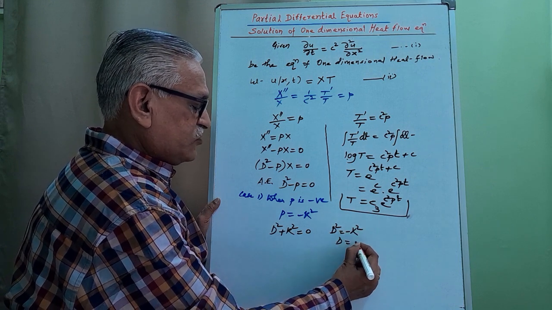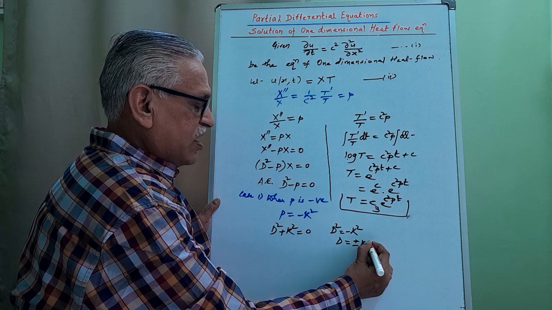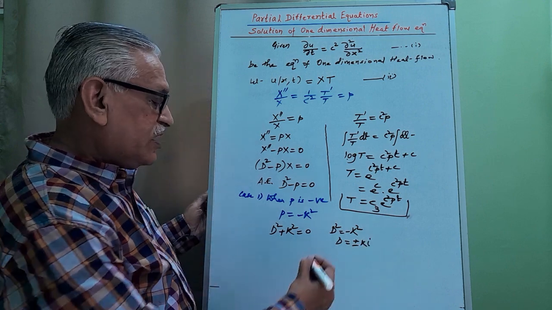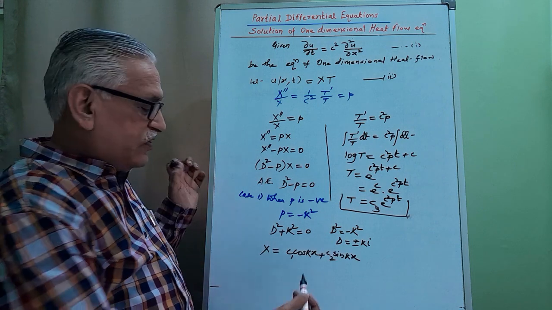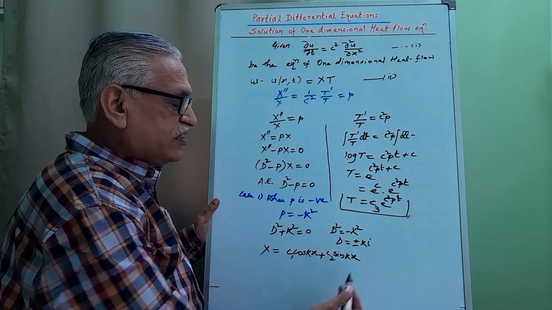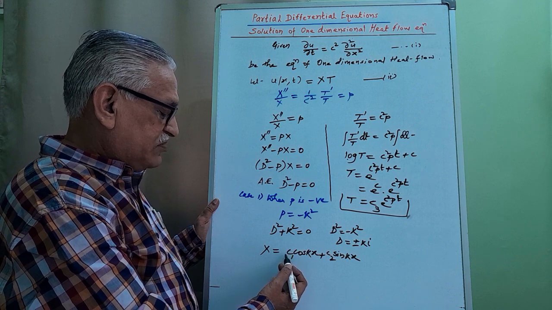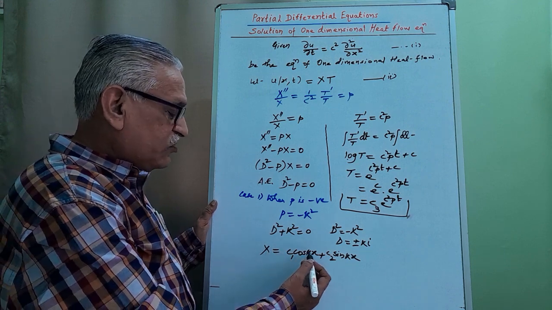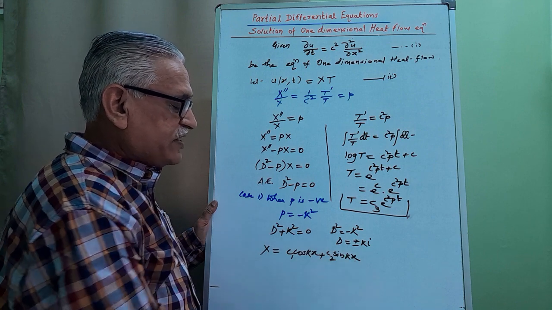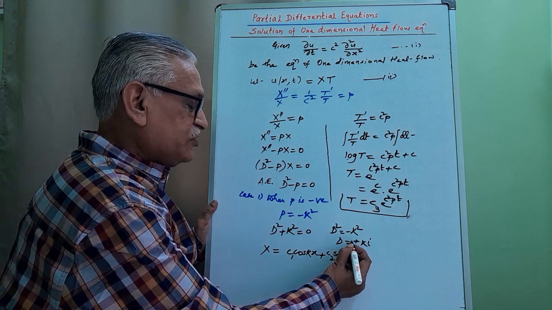We get D is equals to plus minus k into i, two imaginary roots, and therefore whenever we have imaginary roots, as roots are imaginary, we have the complementary function of the solution as capital X is equals to c1 cos of kx plus c2 sin of kx. Real part is here 0.